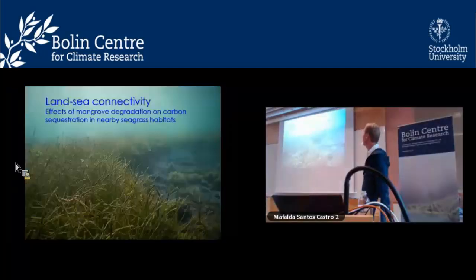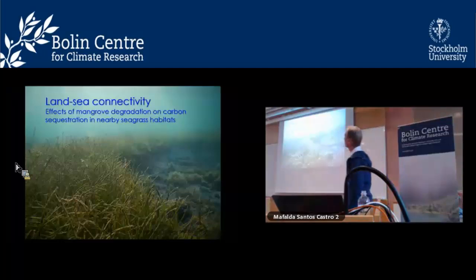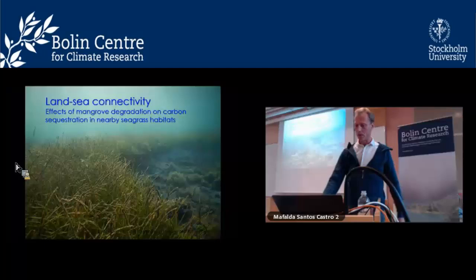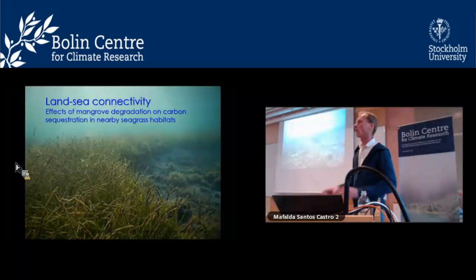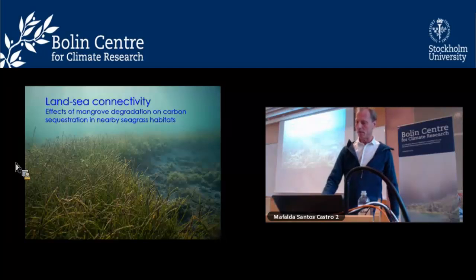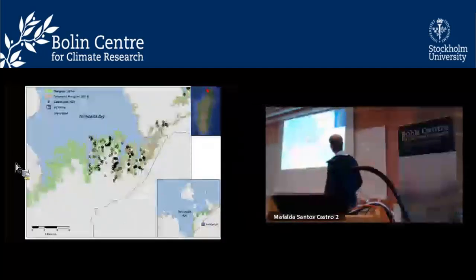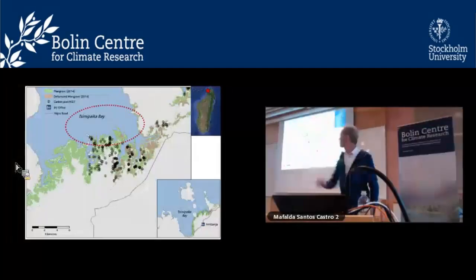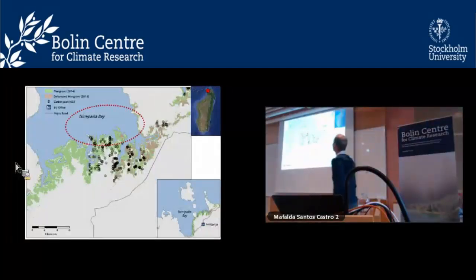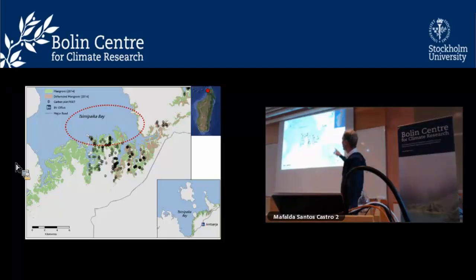Finally, I would like to say something about the latest research we have done in Madagascar, where we look at the effects of mangrove degradation on the seagrass system. We are involved in a global project with other research groups, and we're leading the work. Here you have the seagrass area, the dotted red area. And here the mangrove was forest a few years ago, and we look at the effects close to the forested area and the deforested area, out on different seagrasses at different distances from this.